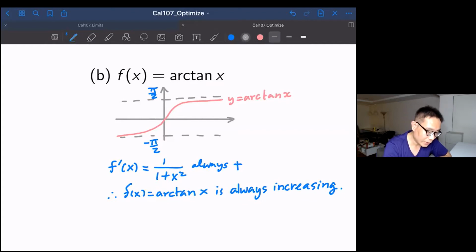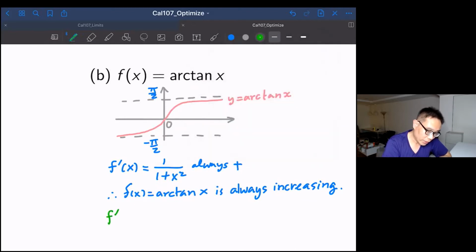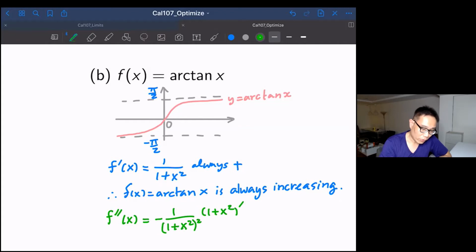But the point that we're looking for is concave upward or concave downward. So in this case, you have to differentiate one more time and find f double prime x. It's in terms of 1 over u, so it's going to be negative 1 over u squared times the derivative of the top. You differentiate 1 plus x squared, so you get negative 2x over (1 plus x squared) squared.